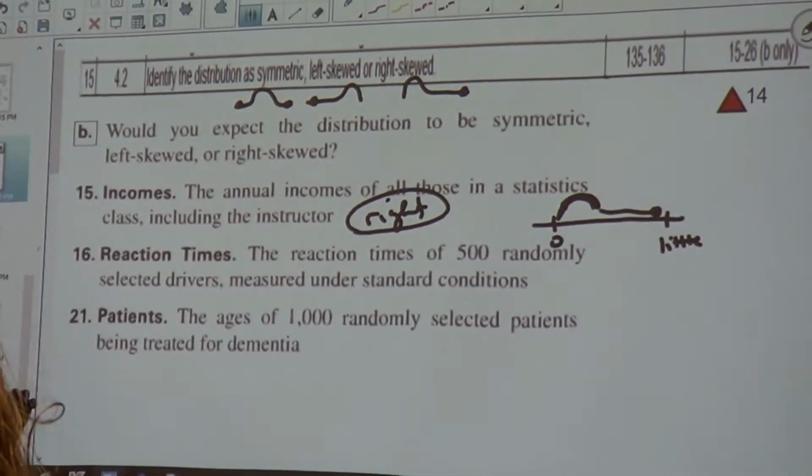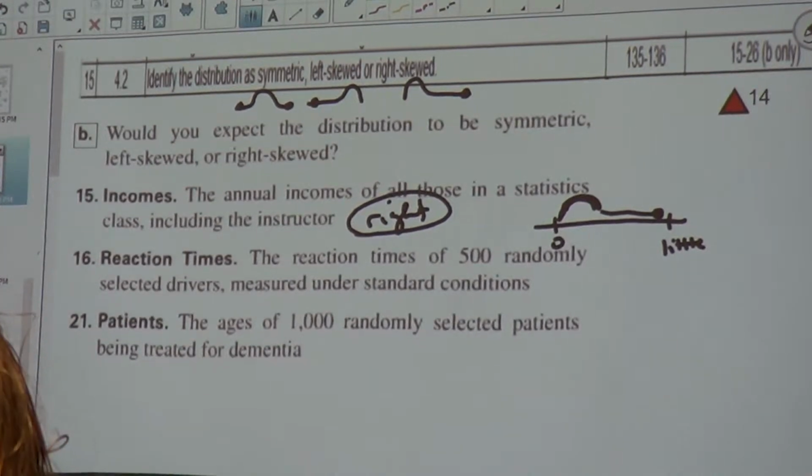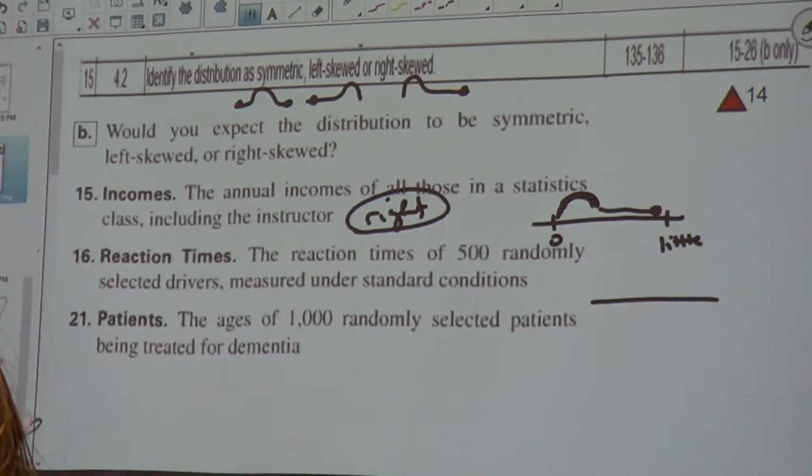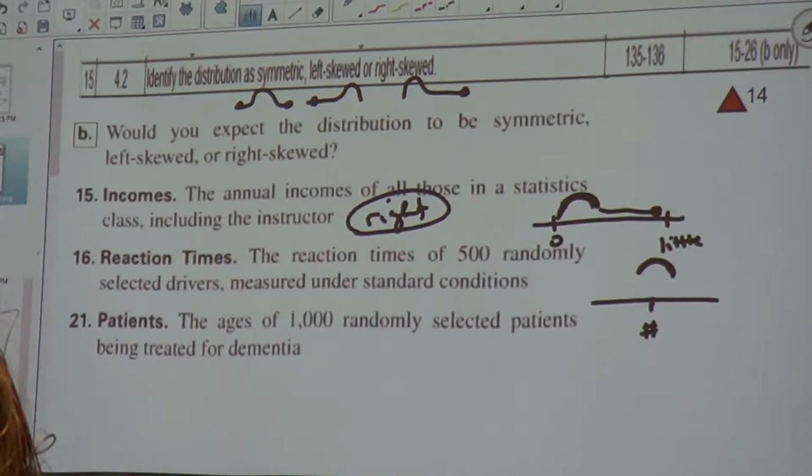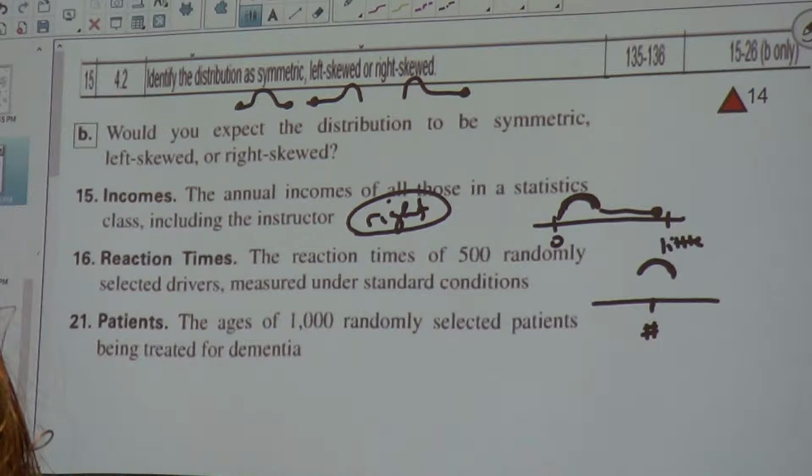Reaction times of 500 people. So if I get in a car with you and I say, drop, stop, roll, whatever, I don't know how long it's going to take the average person, but most people will react in the same way. Is there going to be somebody that will react slow? Yeah. Mary, oh, you want me to stop? Really? Is there somebody that's going to react fast? The minute you make a twitch, they're slamming on brakes. So we have outliers at both ends, so this one's going to be symmetric.